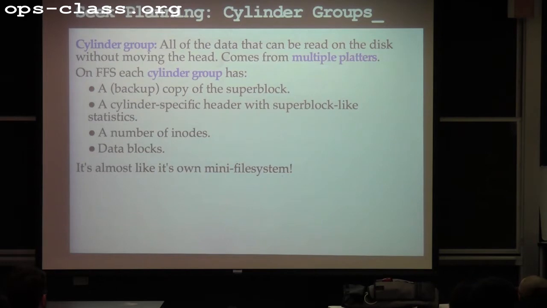It's almost like it basically created a mini file system inside each cylinder group, right? So rather than one big disk, I make a lot of small disks, and then I try to put all the stuff for a particular file onto this one small disk, right?